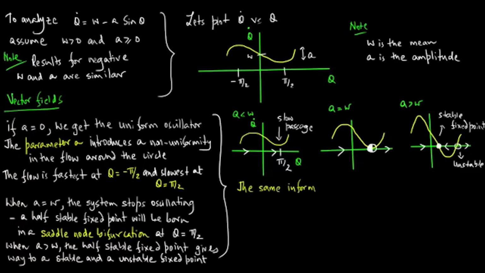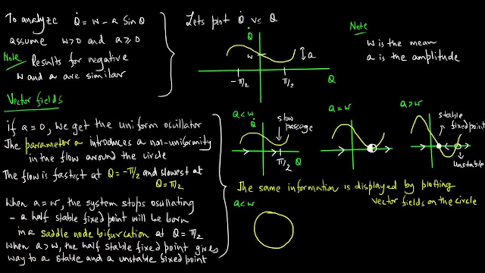The same information is also displayed by plotting vector fields on the circle. So when a is less than omega, we plot the circle and highlight the fast and the slow passage points. When a is equal to omega, we get a half stable fixed point, and with a greater than omega, we have a stable and an unstable fixed point.